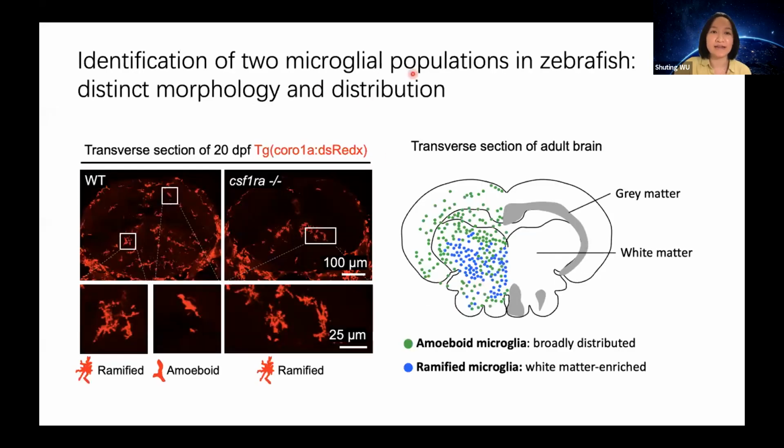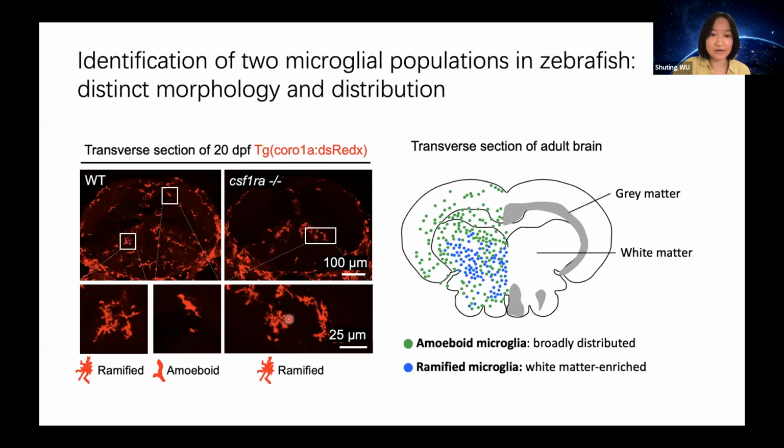Here we identified two microglia populations in the zebrafish that have distinct morphology and distribution, by accident. Initially we were looking at a mutant called csf1ra, short for colony stimulating factor 1 receptor a, a very important growth factor for macrophages. Previously I have shown that this signaling pathway is very important for the development and colonization of the early microglia precursors. But later, when I followed this phenotype to the larval and adult stages, I noticed that the remaining microglia in the csf1ra mutant showed a very interesting morphology and distribution pattern.